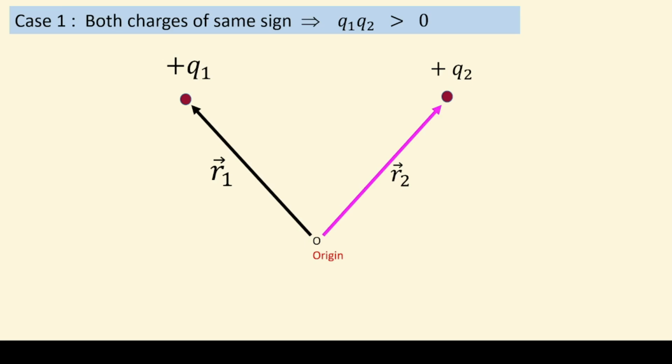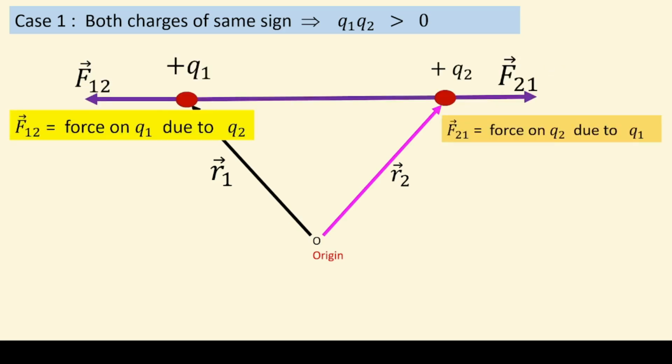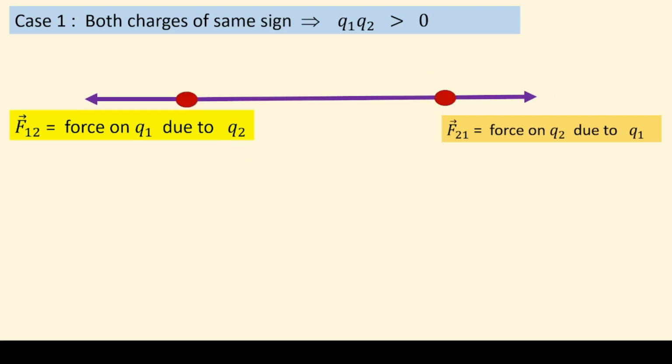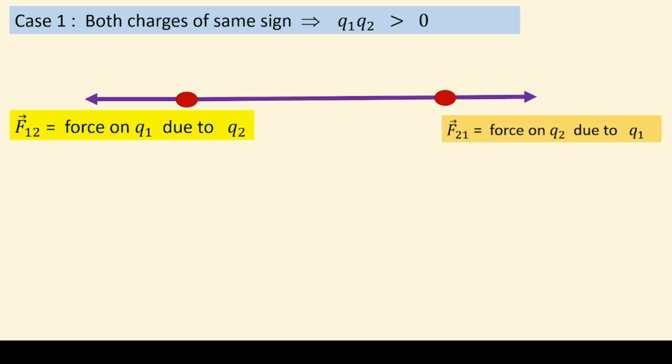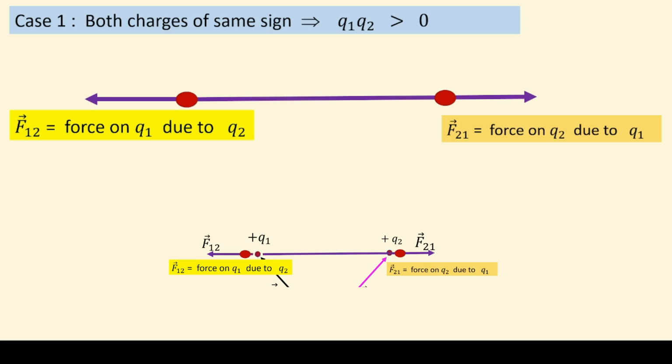Now, because both the charges are positive, there is a repulsion between them. They move away from each other. Thus, there are two forces acting on both the charges and these forces are acting in opposite directions. These forces are denoted by vector F21 and vector F12. Vector F21 is nothing but the force on Q2 due to Q1, and vector F12 is nothing but the force on Q1 due to Q2.